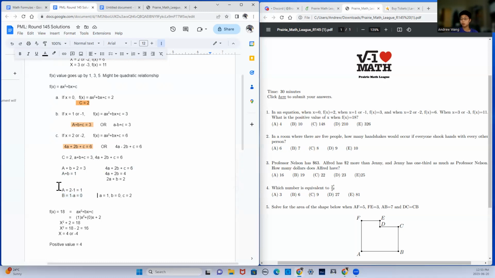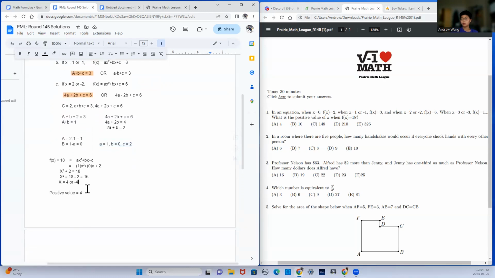Now, since we know a and b, we don't need to find c because c was already part of one of the three equations. So we have our three variables: a equals 1, b equals 0, c equals 2, and this will help us find what the positive value of x is for f(x) equals 18. Now, let's take a look at the bottom here, last part.